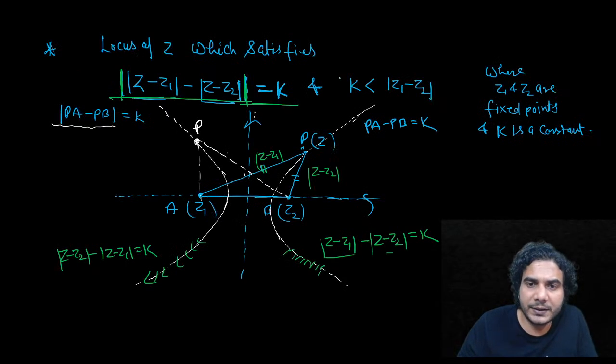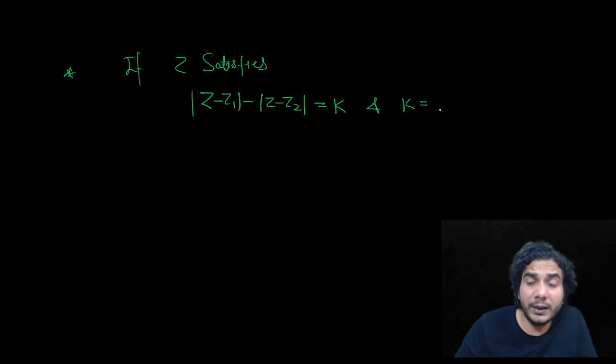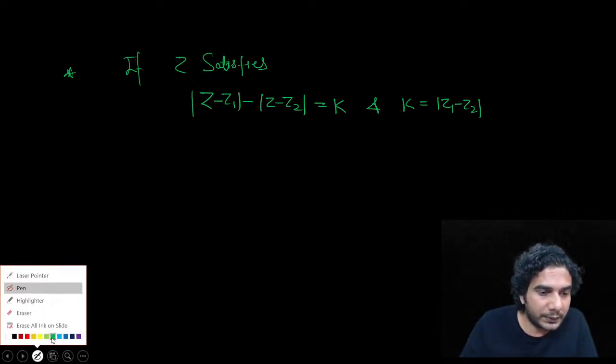Now I'm changing the second condition. What was the second condition? The second condition was this: K is less than mod of Z1 minus Z2. So if Z satisfies mod of Z minus Z1 minus mod of Z minus Z2 is equal to K, and K is now equal to mod of Z1 minus Z2, then see what will be the locus.